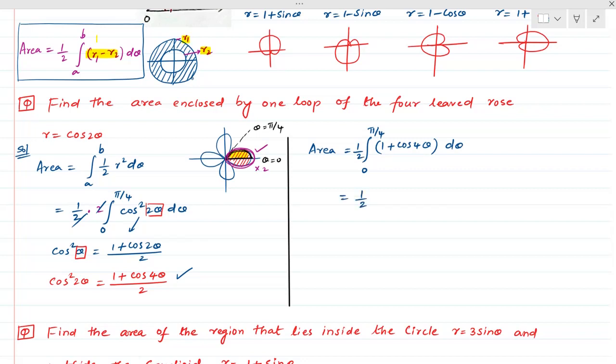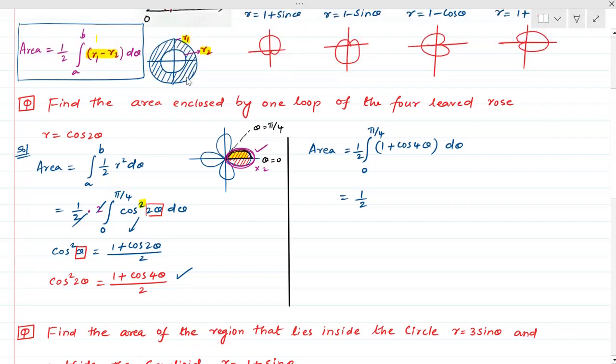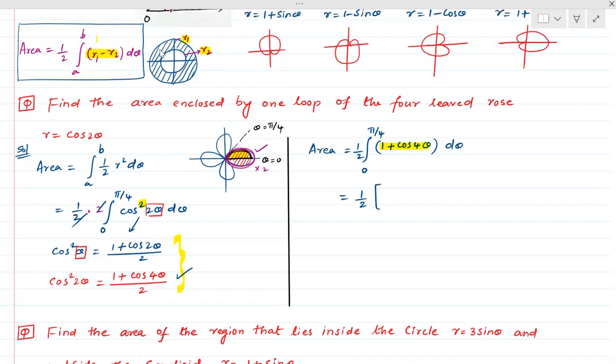Why are we converting this one? Because to avoid the square. In order to avoid this square, I will use this formula. Now in the integration of cosine theta, there are no square terms. Now we will calculate this part. So the integration of 1 with respect to theta is theta, and the integration of cosine 4 theta is sine 4 theta over 4.